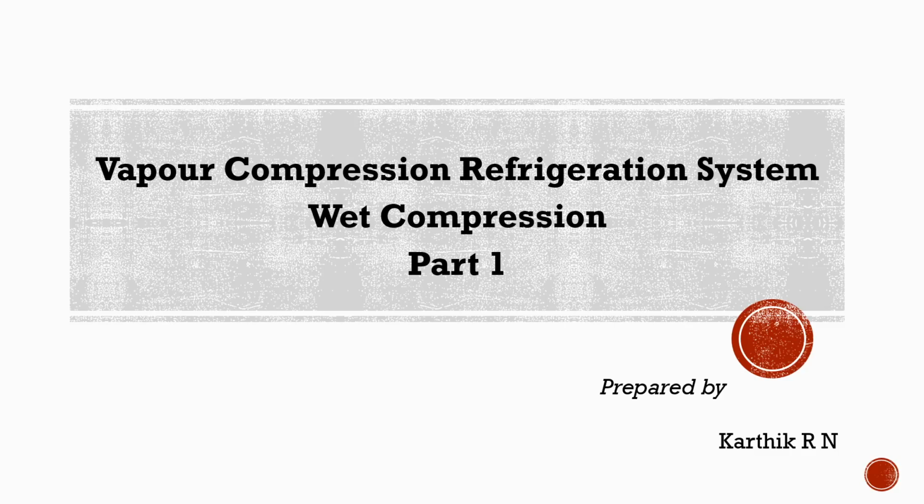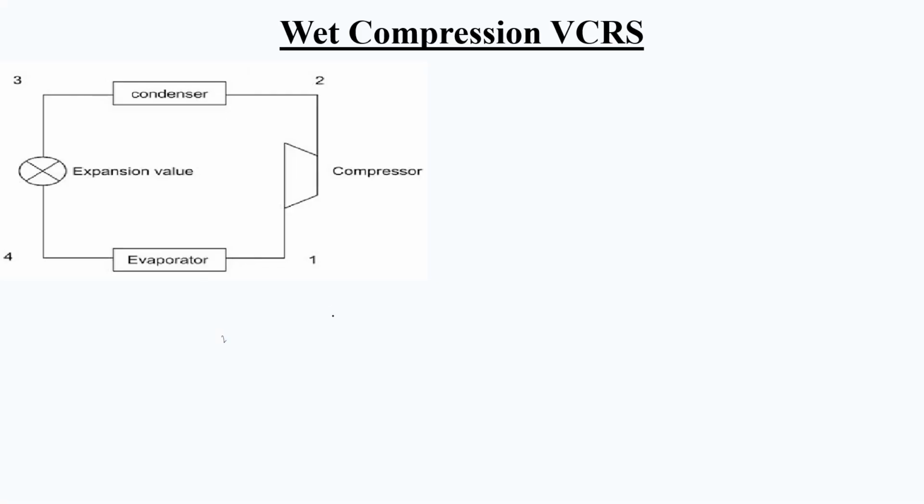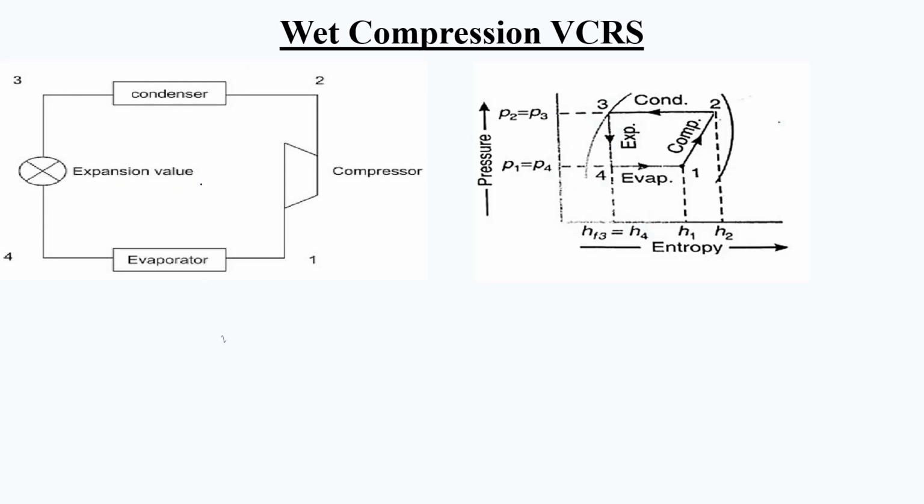Hi, in this session, we'll be discussing the vapor compression system and especially the problem related to wet compression. We have already discussed the working of a vapor compression system, with our major components being the evaporator, compressor, condenser and expansion valve.